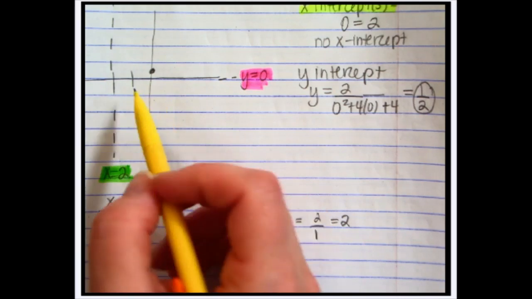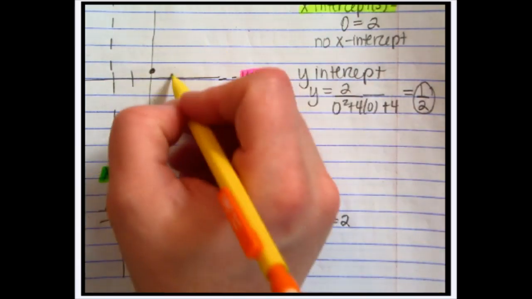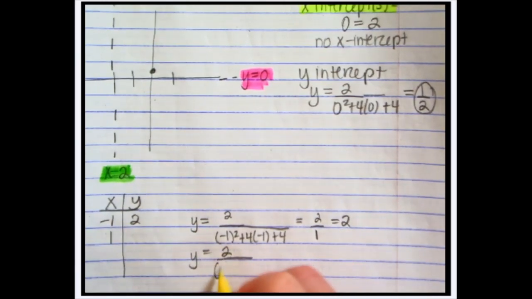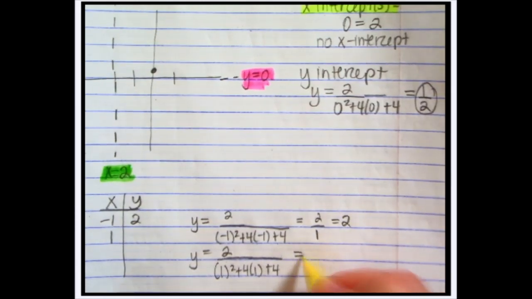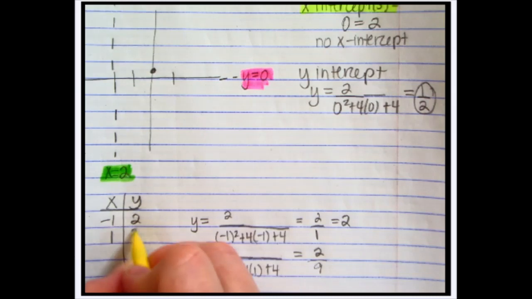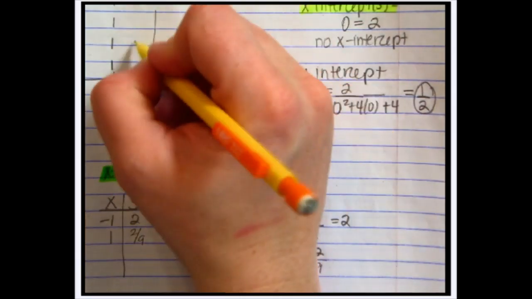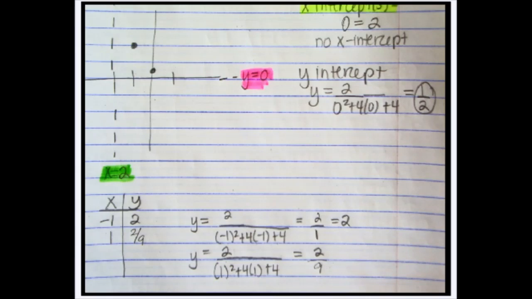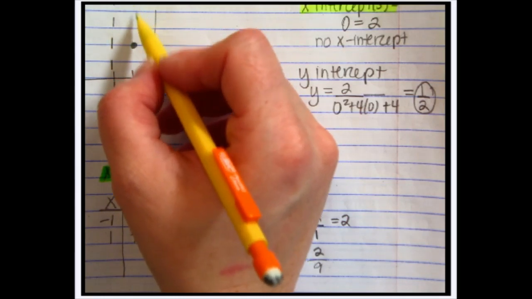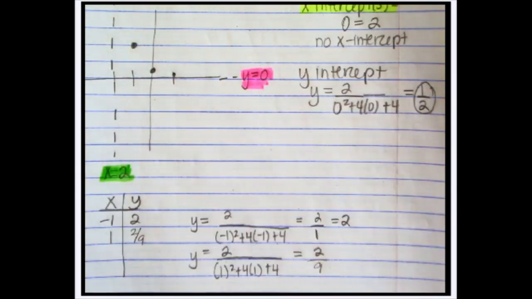Then let's look at maybe +1. So we have y equals 2 over 1 squared plus 4 times 1 plus 4. And in this case, we get 2/9. So if I graph those, at -1 I'm up there at 2, and at 1 I'm down here at 2/9. So I'm going to hypothesize that it curves down like this, but we'll use Desmos in a minute to confirm.